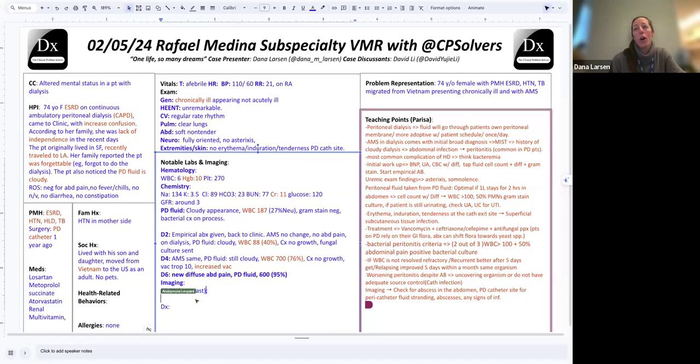The CT showed a small fluid collection at the PD catheter site, and so ID was actually consulted during that admission for refractory peritonitis. And ID recommended sending a PCR for bacteria and mycobacteria in addition to the cultures that were already sent. IR was then also consulted for PD catheter removal, and she was transitioned onto intermittent HD.